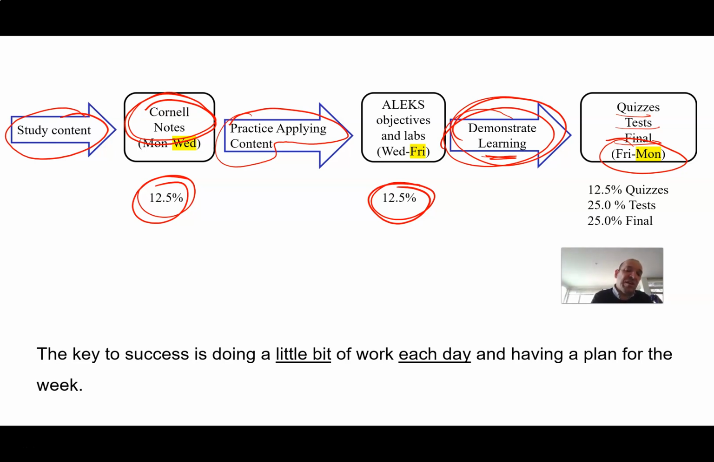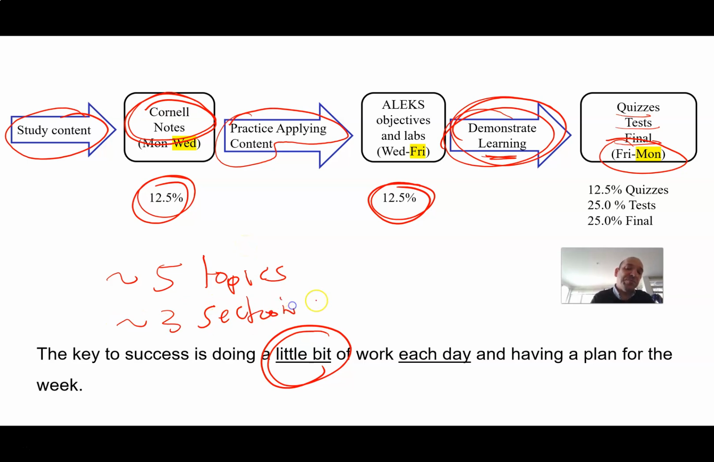What I would say is that the key to success in Chemistry 139 is doing a little bit of work every day. If you know that there are days of the week when you're going to be busy, have a plan for how you're going to work around that. Every week you should have a plan for what you're going to be doing on which days, even if it's just mental: I'm going to make sure that I do 5 topics every day, and I'm going to read 3 sections of the book each day.